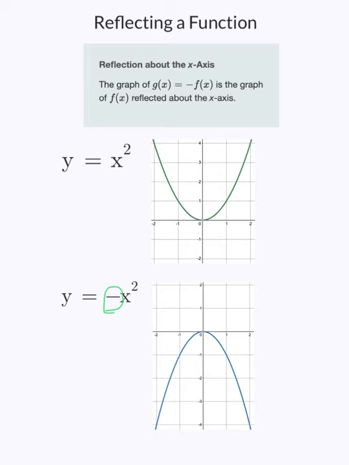Instead of opening up, negative x squared would open down. And that's going to happen anytime we add a negative to the outside of our function. So even if it was a different base function, like x cubed, it would reflect across the x-axis.